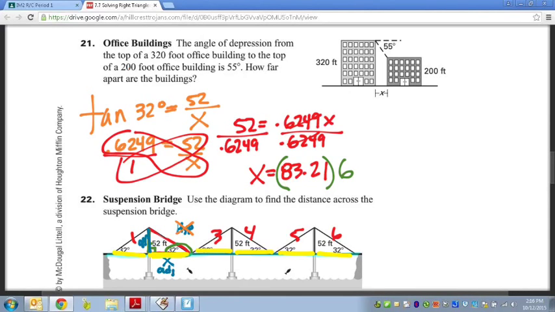So 83.21 times 6 gives me 499.26. So that is the distance across the bridge in feet, because it's in feet there. So it's 499 feet. If we round it to the nearest foot, it would be 499, or perhaps 500 if we wanted to round to the nearest 100.